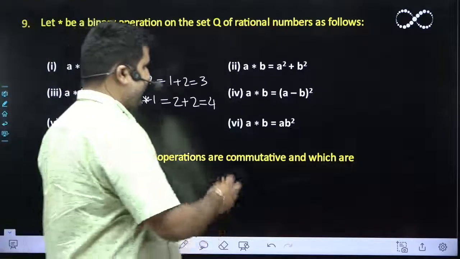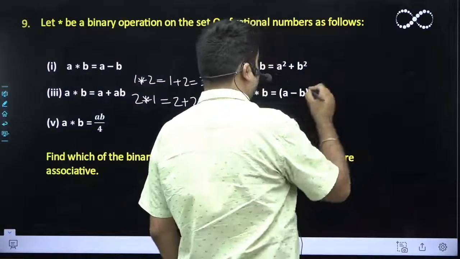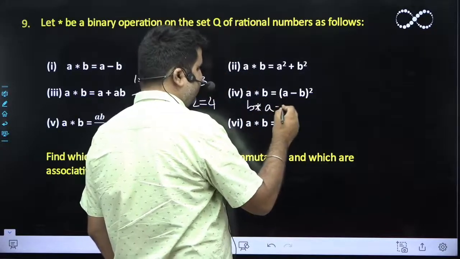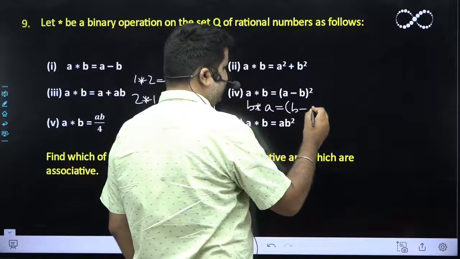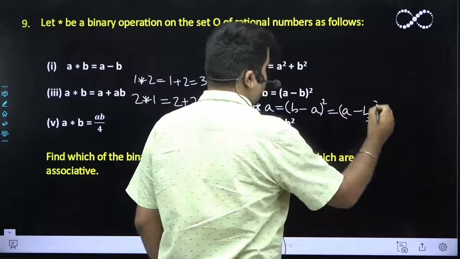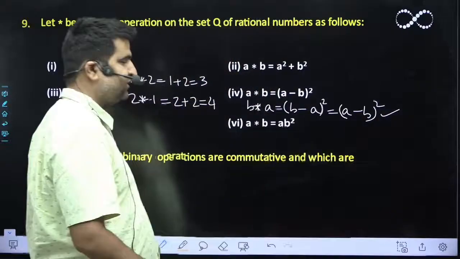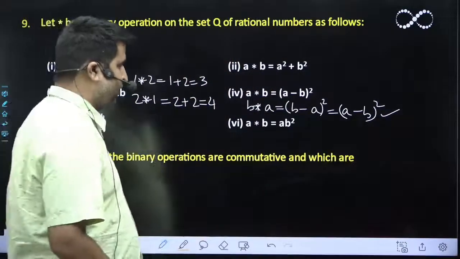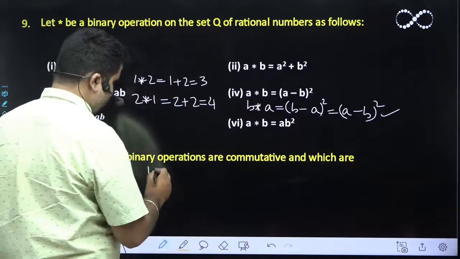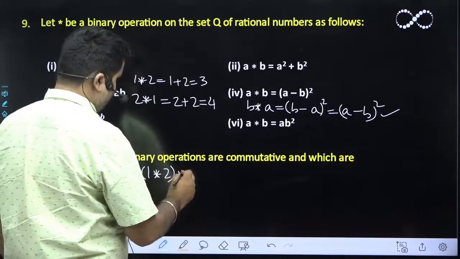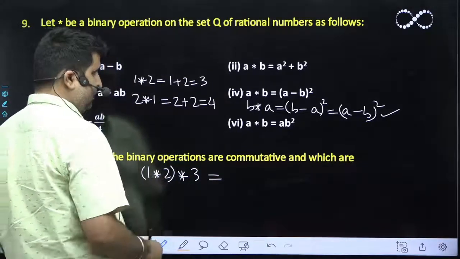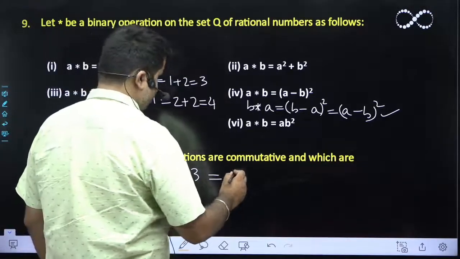Next, let's see A star B, this. So if we have A star B, this is A minus B whole square. If we see B star A, it will be B minus A whole square, which is also equal to A minus B whole square. So this will satisfy the commutative property for sure. Let's see for associative property. (1 star 2) star 3. What is this value? This is 1 minus 2 whole square, which is 1.